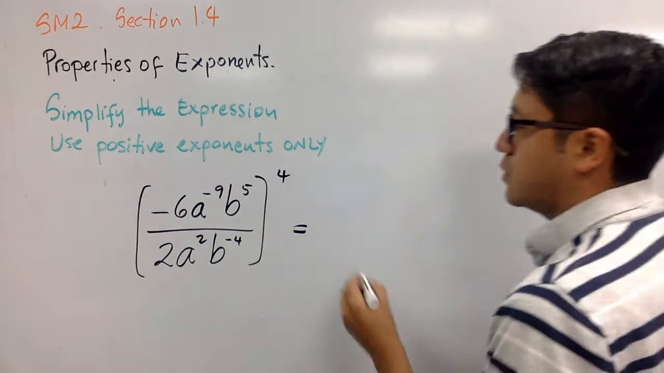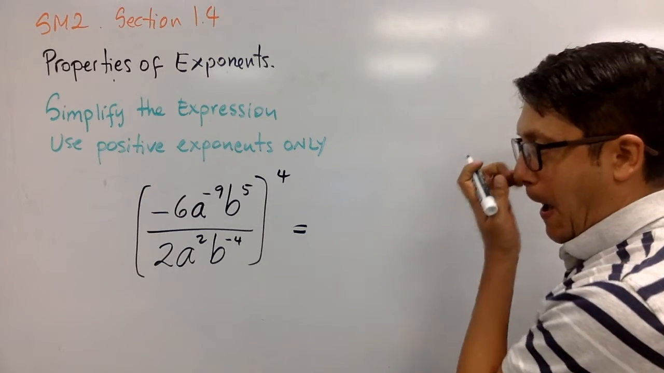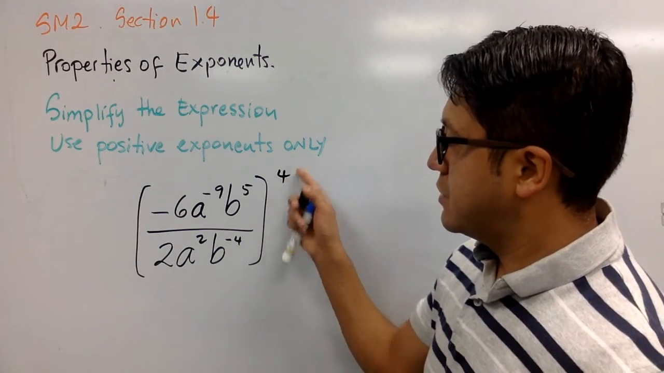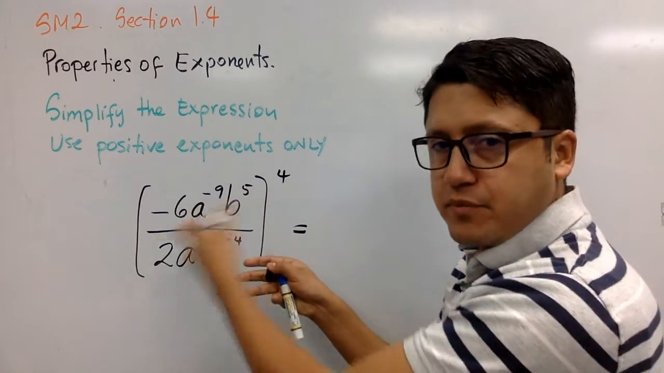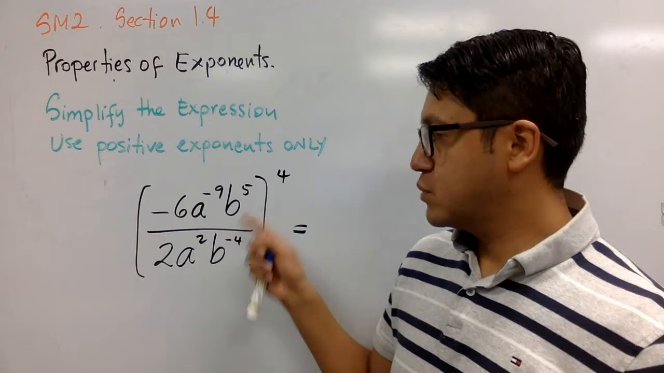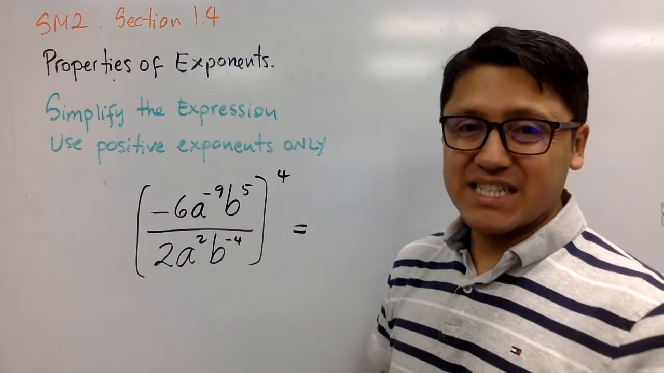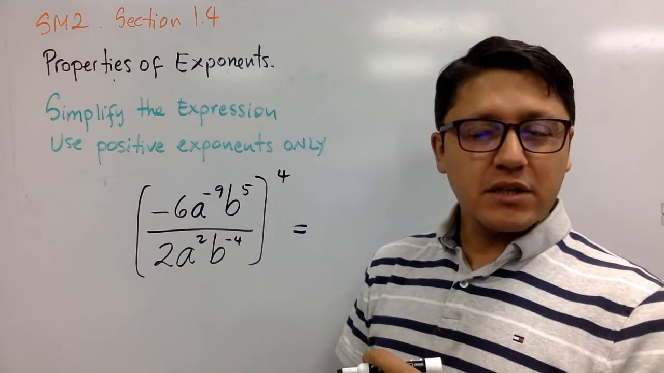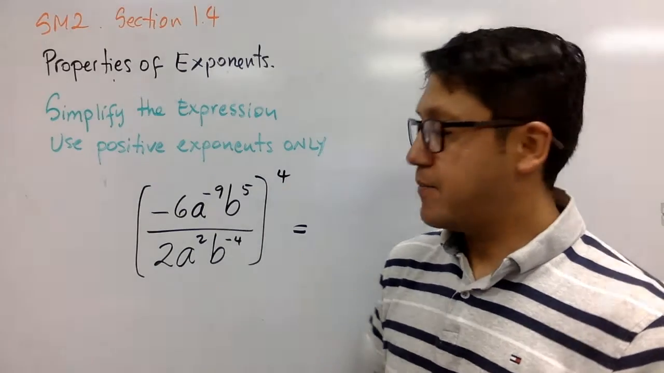So it means that we will have this exponent distributed all over the place. But before we do that, because we would have to do it 6 times, let's first take a look and see if we can simplify this somehow.